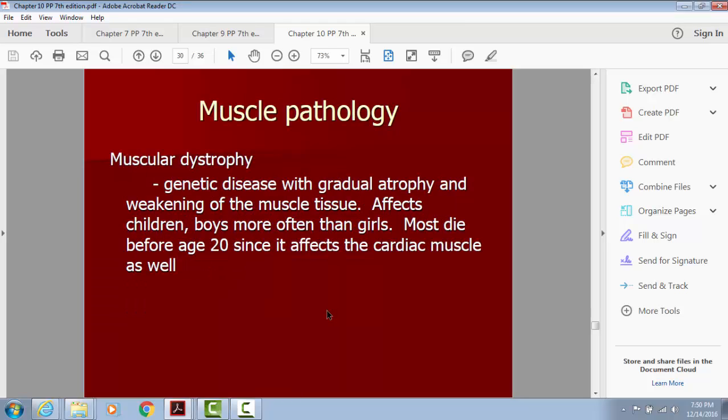Muscle pathology that we see, muscular dystrophy, is a genetic disease with gradual atrophy or shrinking and weakening of the muscle tissues. This typically we see in children, affecting boys more often than girls, and these patients will usually die before the age of 20 because the heart is also a muscle and it is affected as well.